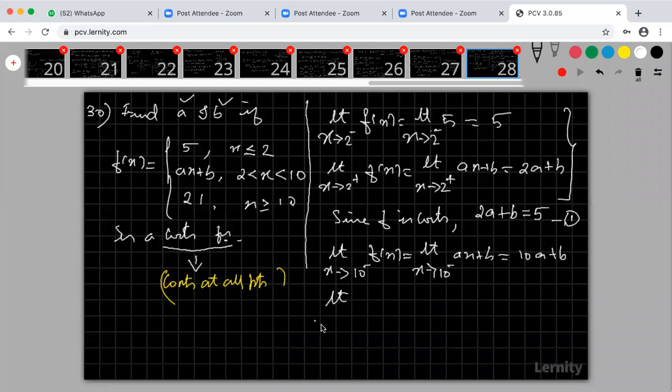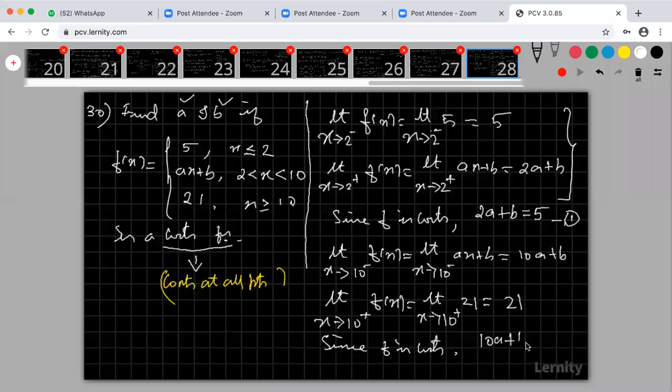Come to the right hand limit. Limit x tends to 10 plus, what is my f of x? My f of x is 21. When you apply x is 10, again you'll get the value 21. These two are equal. Why? My f is continuous at all points, so therefore these two are equal. 10a plus b equal to 21. Now solve these two equations. You will get a and b.